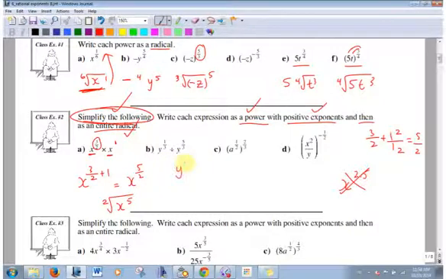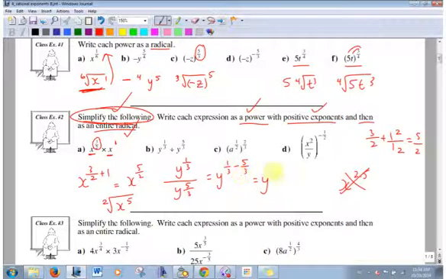Same thing. I like looking at this like this. I'm dividing. I have the same base. What can I do with my exponents? If I have the same base and I'm dividing, I can subtract them. So that's 1/3 minus 5/3. Or, what's 1/3 take away 5/3?